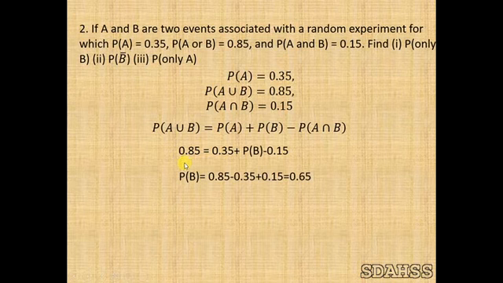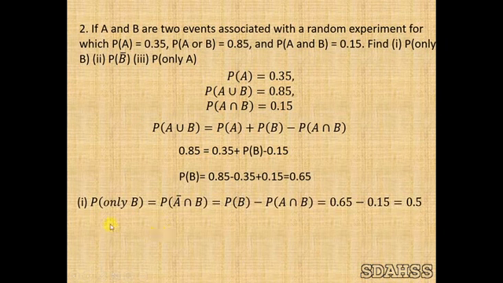P of B is equal to, you keep 0.85 as it is, you bring this 0.35 to the other side. When you bring it to the other side it becomes negative, so minus 0.35, and similarly you bring minus 0.15 to the other side, it becomes positive. Then you add these two numbers and then subtract, then you will get 0.65.